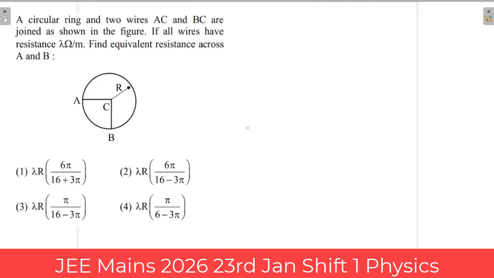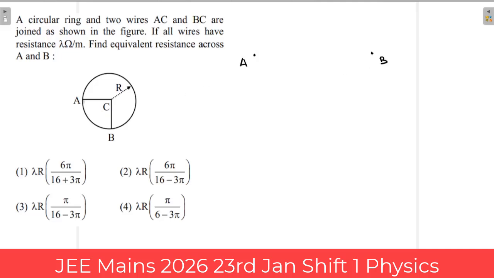A circular ring and two wires AC and BC are joined as shown in the figure. If all the wires have resistance lambda ohm per meter, find the equivalent resistance across A and B. So we have to find the equivalent resistance between the points A and B.